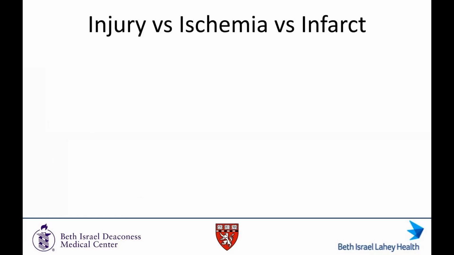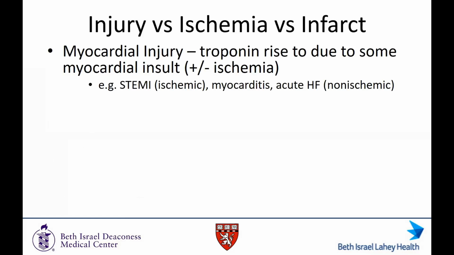All right, so starting with some definitions, and I want to include this because I think there's a lot of confusion with terminology and definitions, and even in the last 20, 30 years in the literature, there have been some discrepancies. But fortunately, the most recent universal definitions of MIs covers the differences between these three things. So starting with injury, myocardial injury is a troponin rise due to some insult. This can be from an ischemic insult, such as a STEMI, or it can be a non-ischemic insult, such as myocarditis or acute heart failure.